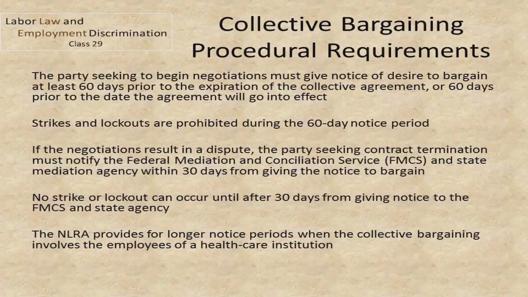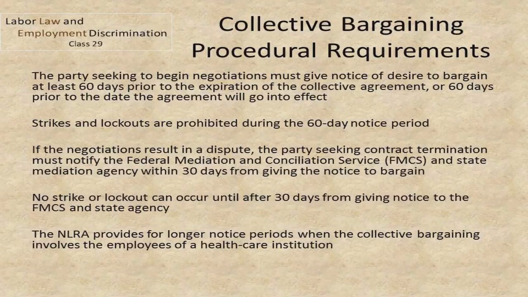The reason for that is it keeps an existing agreement, if you have one in place, for 60 days, but it gives time in order for strikes and lockouts to be prohibited. In other words, we're going to negotiate this and we're going to do it in good faith, and therefore we're not going to have strikes, we're not going to have lockouts, things of that nature. We're going to have this cooling off period, if you will, that's really what it's for, to negotiate within this 60 days.